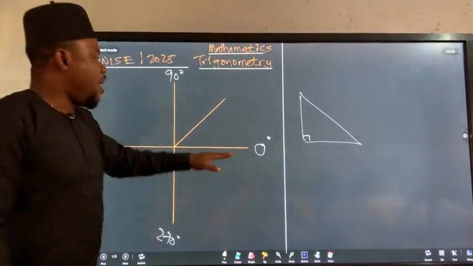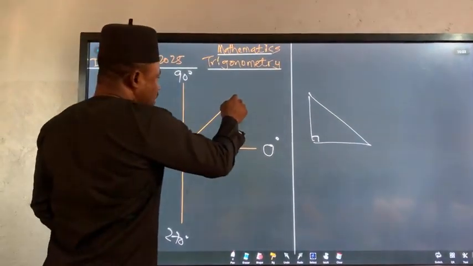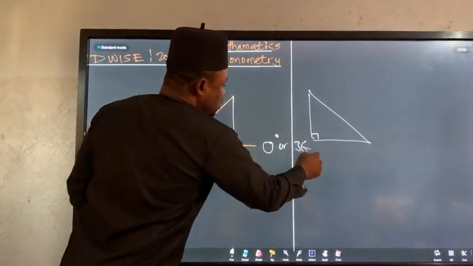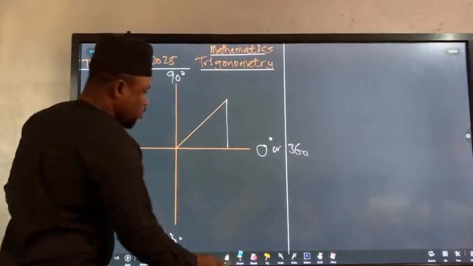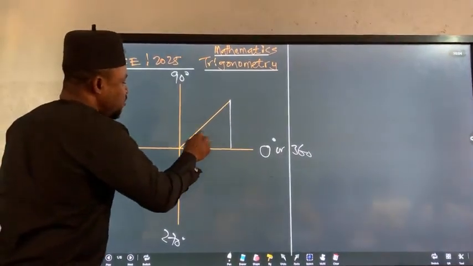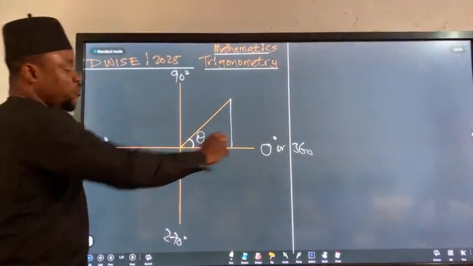So let me say now I have risen by this angle, right? And let me drop this down from this point. This one is also 360. And let this now be my theta. That will be the first quadrant. Are you with me? Take note.